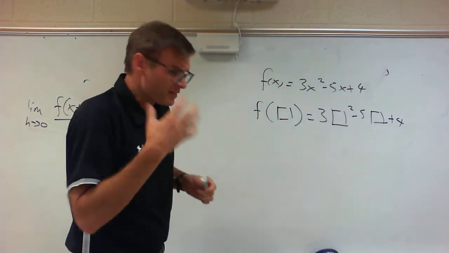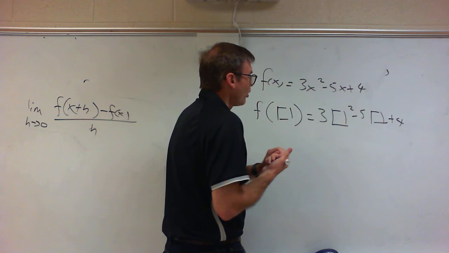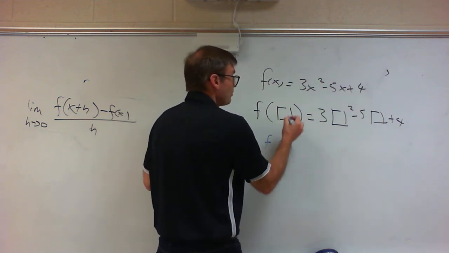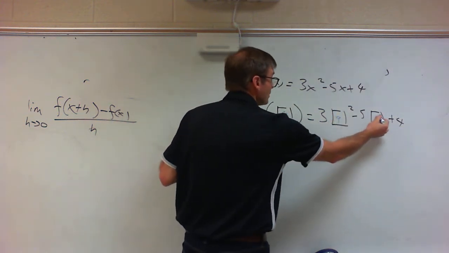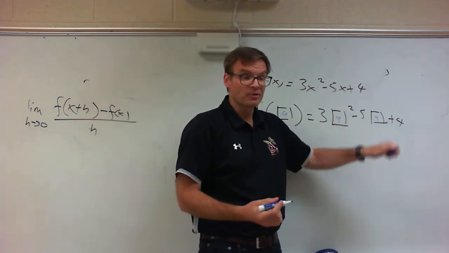And the reason I call it a magic box is if I say, well, what's f of a? Well, that means a goes in the magic box, and whatever goes here magically appears in these other spots. So if I want to know what f of a is, it's 3a squared minus 5a plus 4.